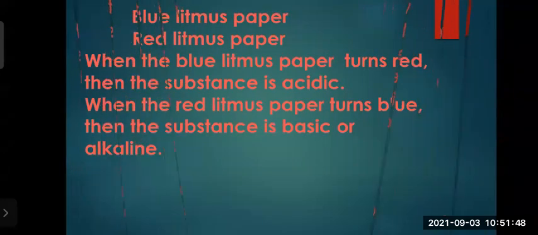First, go through the points I have written on the screen: blue litmus paper and red litmus paper. That means there are two types of paper. The first one: when the blue litmus paper turns red, then the substance is acidic. Initially, we don't know which one is acidic and which one is basic. So what will we do? We'll check the lemon juice with the blue litmus paper, and with the red litmus paper also.